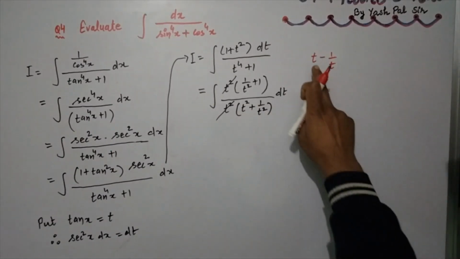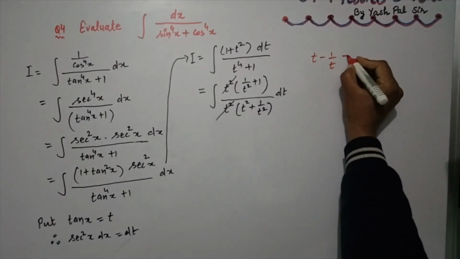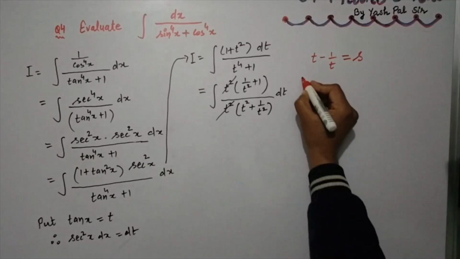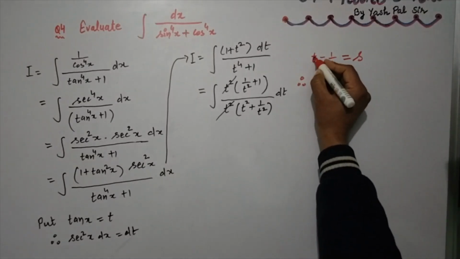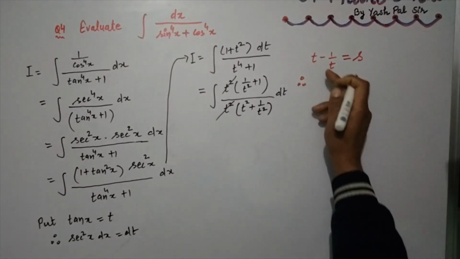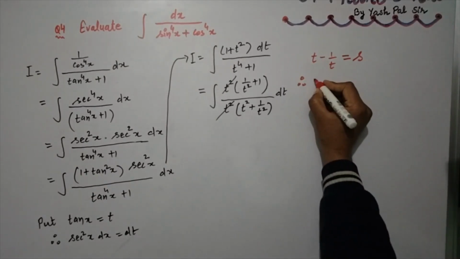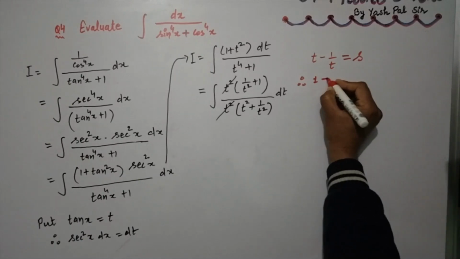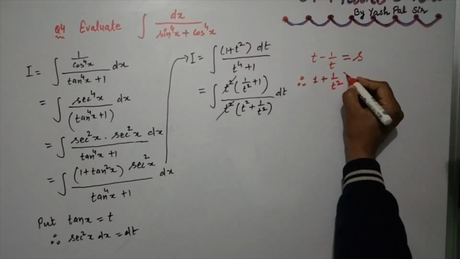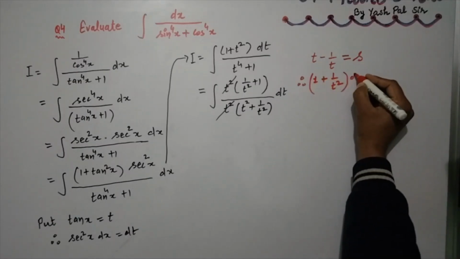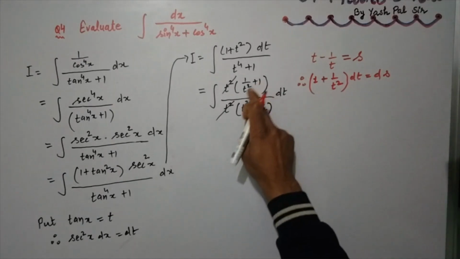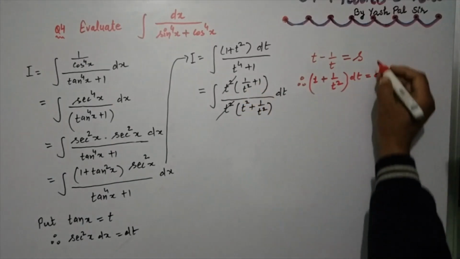Right? Now one rule we have. Suppose t minus 1 upon t, this value is equal to s. Therefore, what is the derivative of this? With respect to t, the derivative of t is 1, minus, this becomes plus 1 upon t square, with respect to t, it means dt. The right hand side is ds.